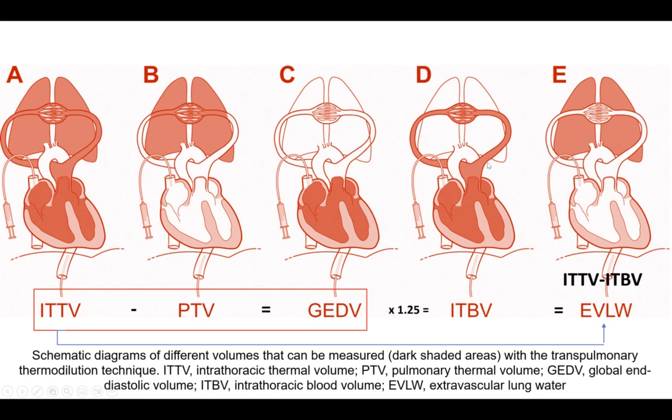Now, if we have the intrathoracic blood volume, this is all the blood areas, and we have the intrathoracic thermal volume, that is everything, including the lungs, we can easily subtract the intrathoracic blood volume from the intrathoracic thermal volume, and we are left with only the lungs. This is what we call the extravascular lung water.